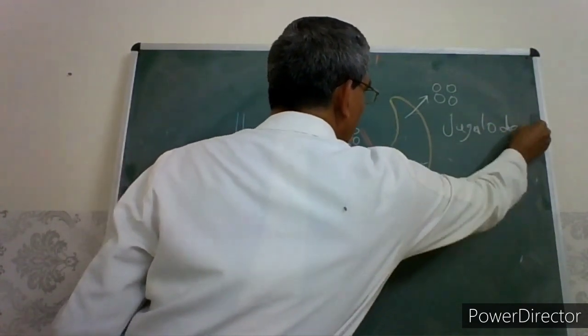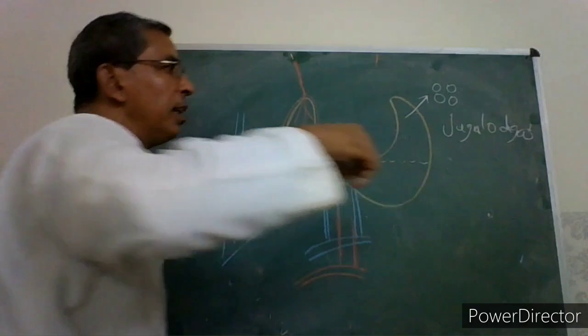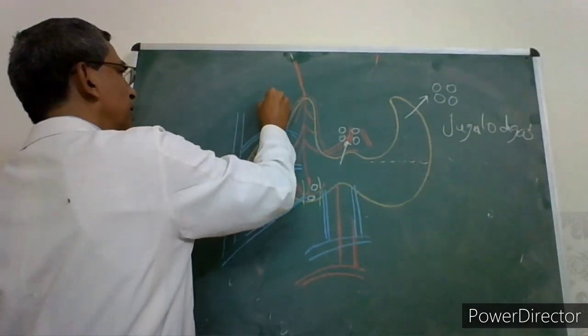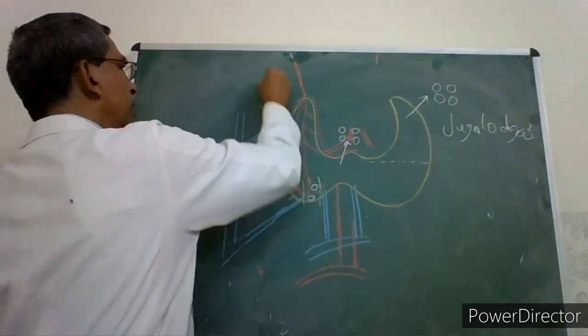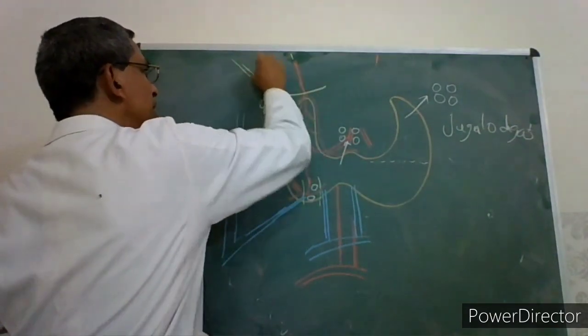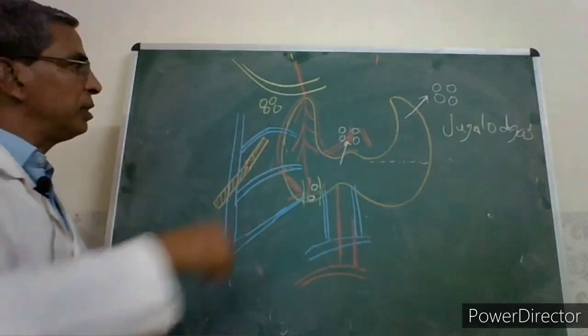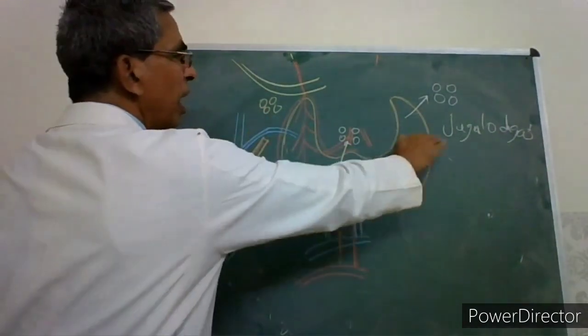The jugulodigastric nodes are present along the digastric muscle, here in this region. So the jugulodigastric group of lymph nodes is present here and drains the upper half of the lobe.